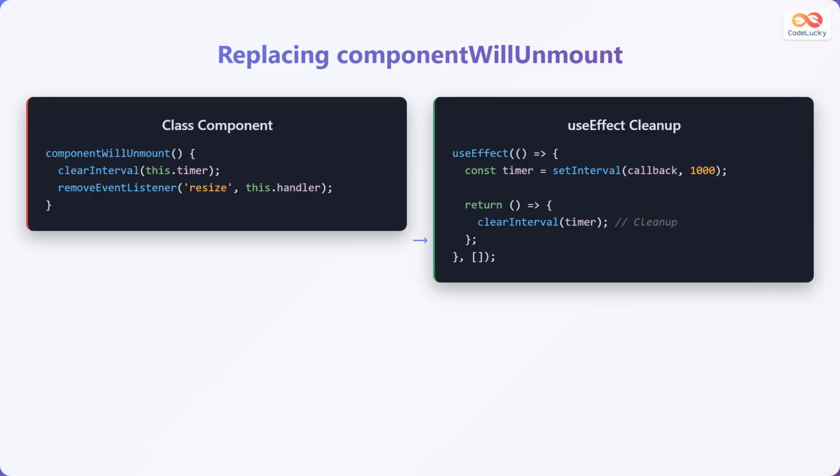For example, if you set up an interval, you can clear it in the cleanup function. This ensures that the interval is cleared when the component is no longer needed, preventing memory leaks. Once again, take note of the arrow between the class component example and the useEffect hook example, showcasing the transition from class components to functional components with hooks.